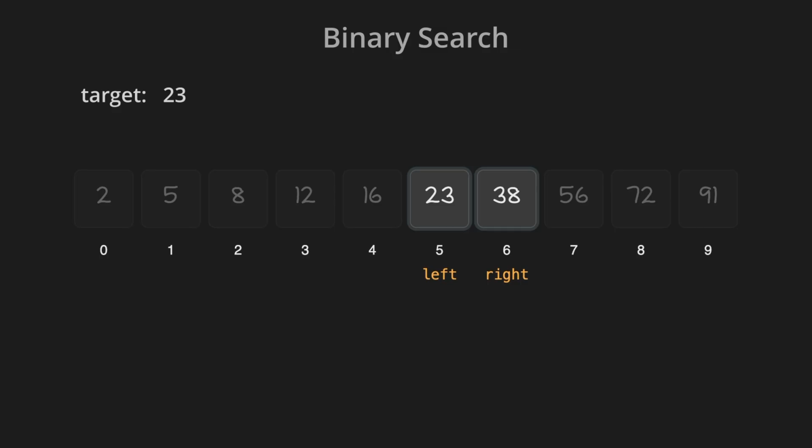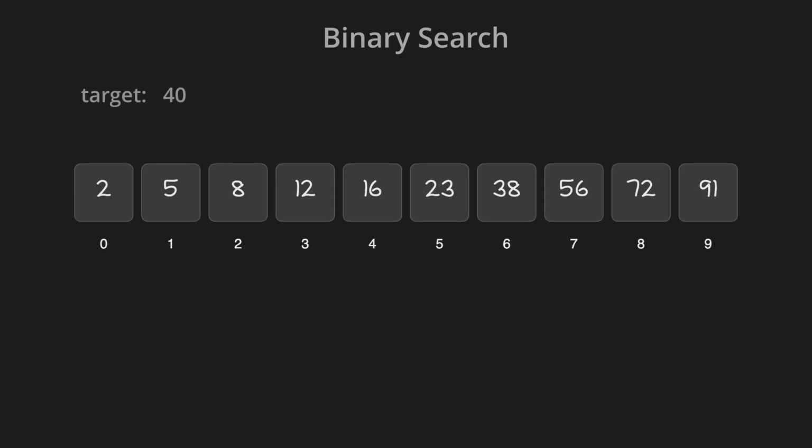Middle pointer is the average of 5 and 6, which is 5.5, which is integer value 5. The value at middle index 5 is 23. Compare this value to the target 23. Our array element is equal to the given target. It's a match. So we return the index corresponding to the matched element, which is the middle index, which is 5.